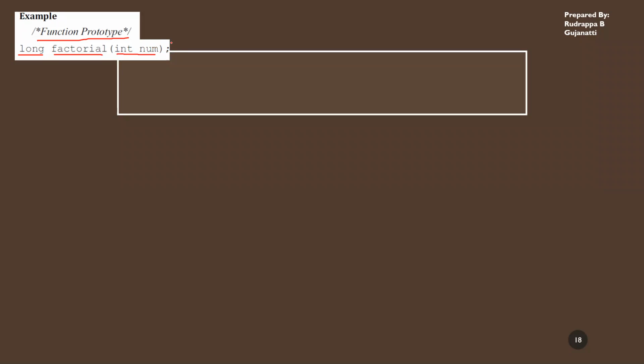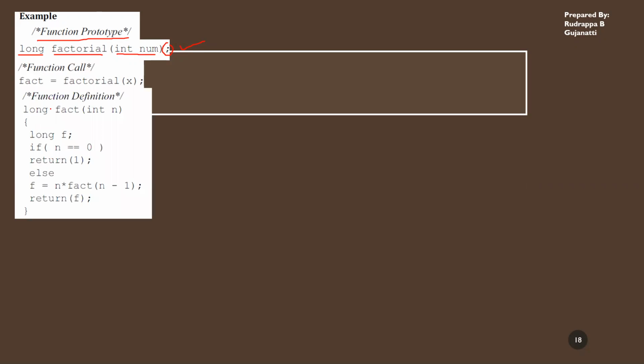which is of the type integer, and then you are specifying the semicolon. So this gives you the information that the function has been declared, or this is the prototype. So instead of calling, we'll first look at the function definition.